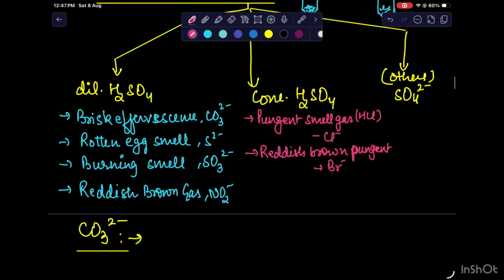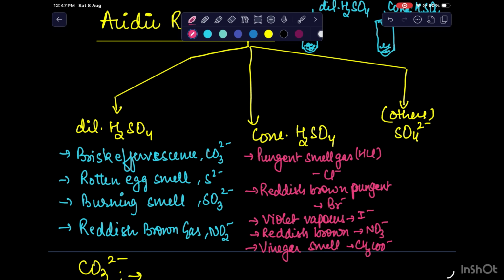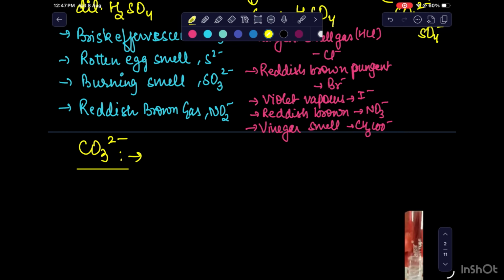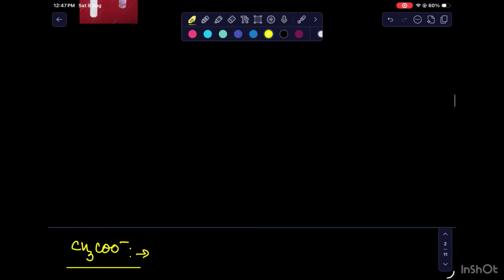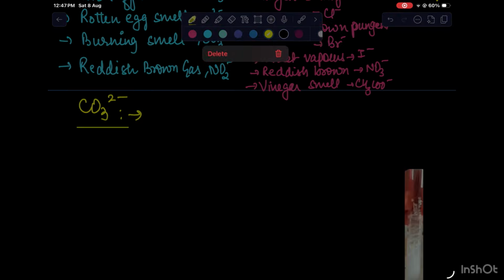If you observe reddish brown pungent vapors, then it could be bromide. Violet vapors, iodine, that means iodide anion. Reddish brown, it means nitrate. And if we smell a vinegar-like smell, then it is acetate, right. And if we do not observe anything here also, then it is 100% sulfate as our anion. So right now I am discussing carbonate and acetate anion.